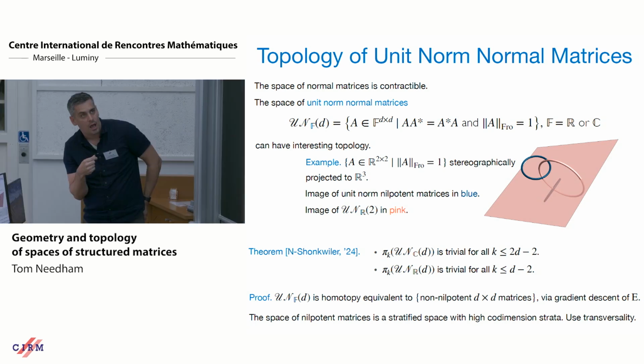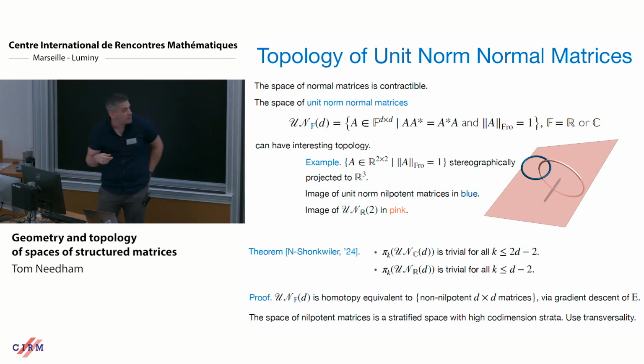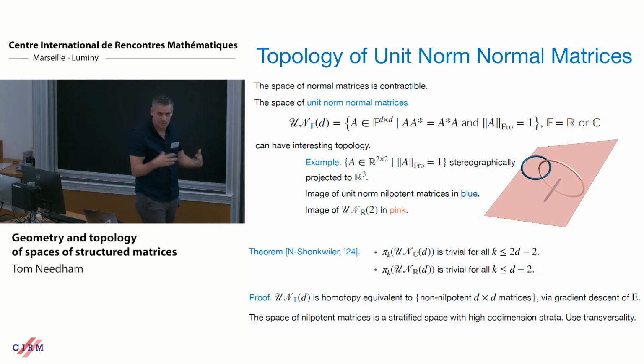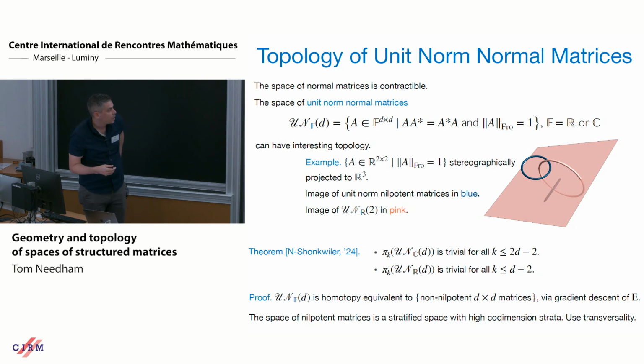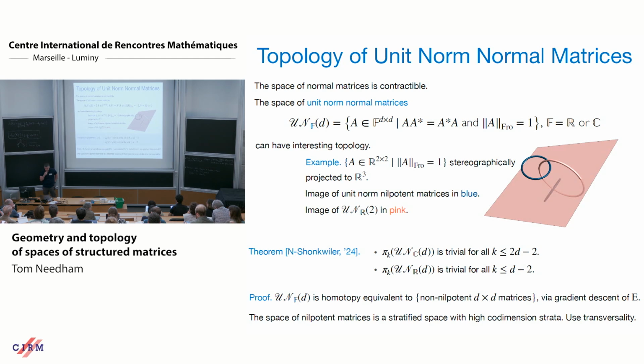And the proof itself doesn't use any of these symplectic concepts, besides the fact that we know, okay, so we use this gradient descent property to show that the space of unit norm normal matrices is homotopy equivalent to non-nilpotent matrices. Okay, and the homotopy equivalence is given by the gradient descent flow. So once you know that, then computing homotopy groups reduces to computing homotopy groups of non-nilpotent d by d matrices. The nilpotent matrices are a stratified space, and the strata are high codimension, so this result follows by transversality arguments.